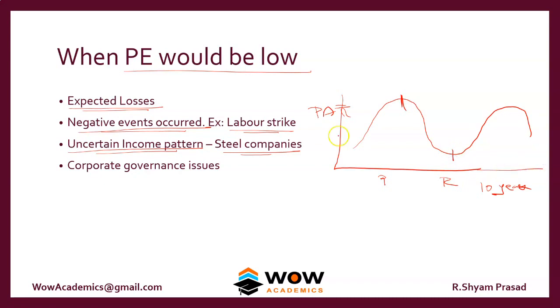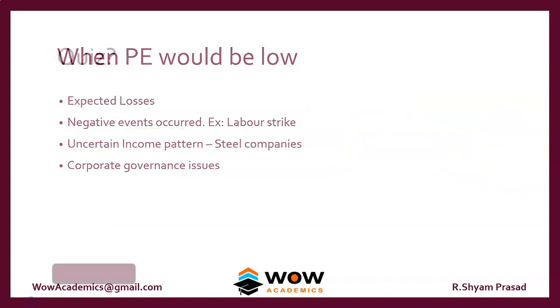But if you take a company like Gillette or Nestle, their earnings would not fluctuate to such a huge number. So if you take Nestle, their price will be much more stable. That's why companies like Nestle will have a high PE, and companies like steel companies, whose income patterns are fluctuating, will have a low PE. And also, if a company has corporate governance issues, then the PE would be very low. Okay, so these are the reasons.